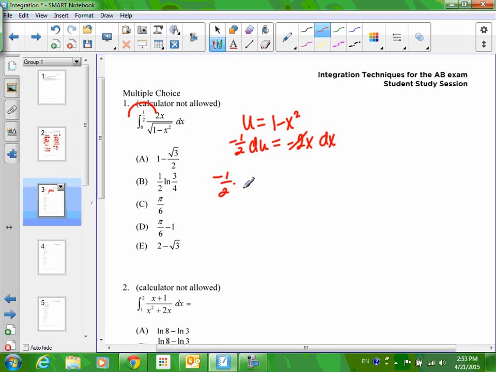The 2 goes out to the front, and so those end up canceling. All right, also, don't forget that your bounds are going to change. These are currently x values, and we want them to be u. So we're going to go 1 minus, instead of x squared, we're going to do 1/2 squared. So what is 1/2 squared? 1/4. What's 1 minus a fourth? 3/4. So then we go 1 minus 0 squared.